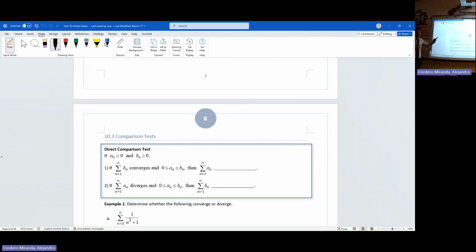So 10.3, here we are. We've made it to 10.3. But here's all the stuff that we've learned up to 10.3, because you're going to have to keep track of all these things and more when we get to the end of this unit, 10.8.